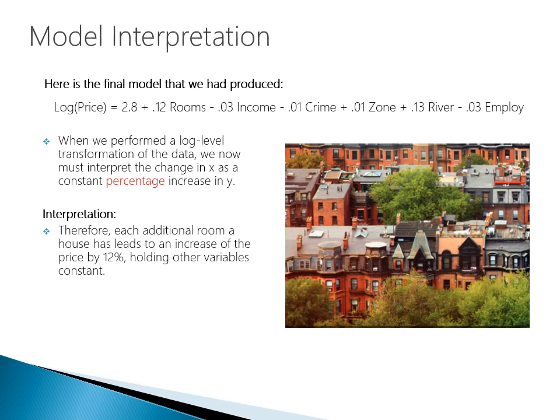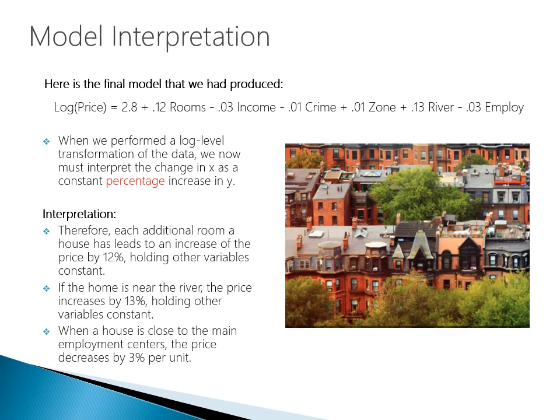So an interpretation of what these parameter estimates mean, we can think of each additional room a house has leads to an increase of price by 12%, holding other variables constant. And that's what that room variable is indicating. So if I have more rooms in a house, my price is going to go up by 12%. If the home is near the river, the price increases by 13%, holding the other variables constant. So riverfront property is prime real estate in the Boston market.